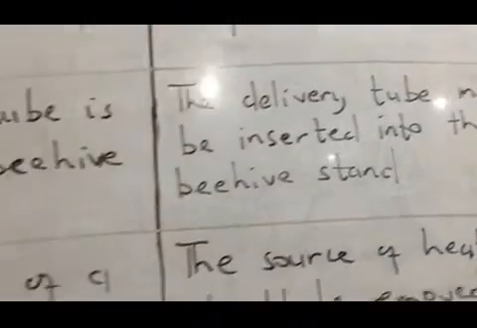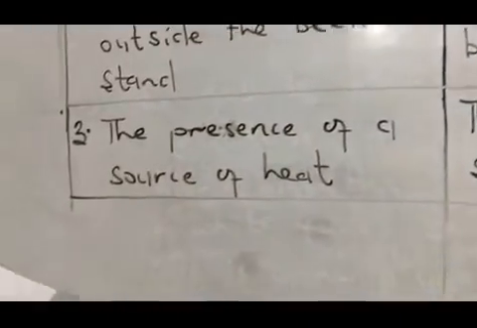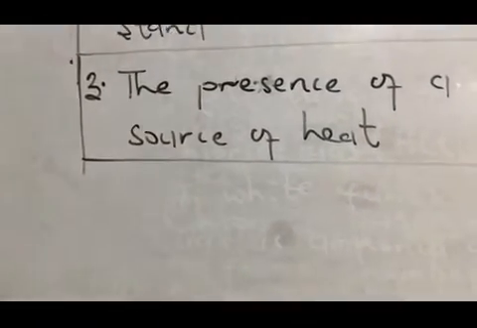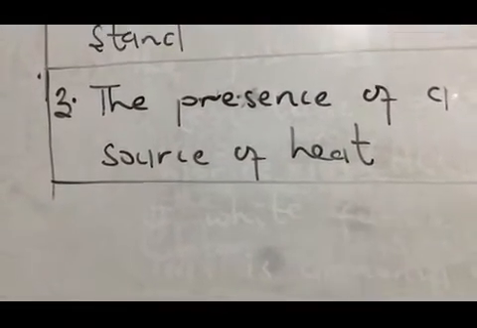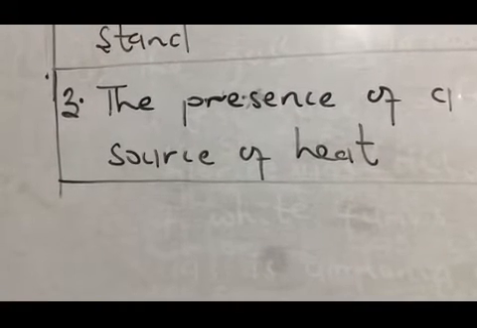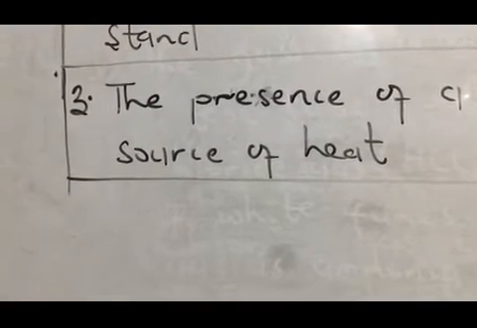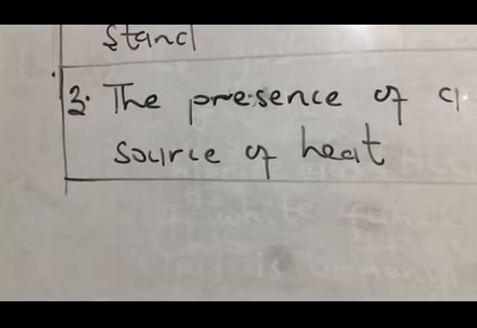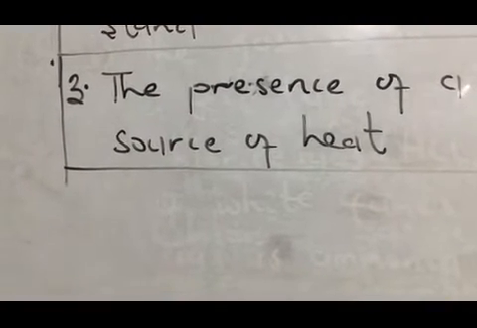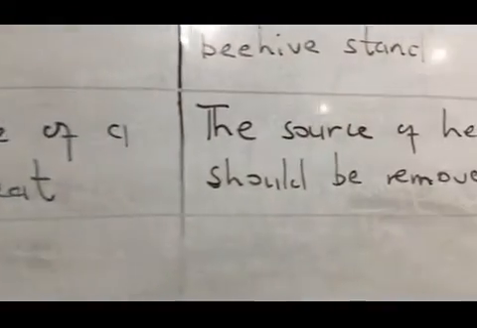And lastly, from the diagram, there is a source of heat, and in the preparation of carbon dioxide using an acid and a carbonate, that is the dilute hydrochloric acid and the calcium carbonate, you don't need a source of heat. So the presence of the source of heat there is also an error. To correct it, the source of heat must be removed.